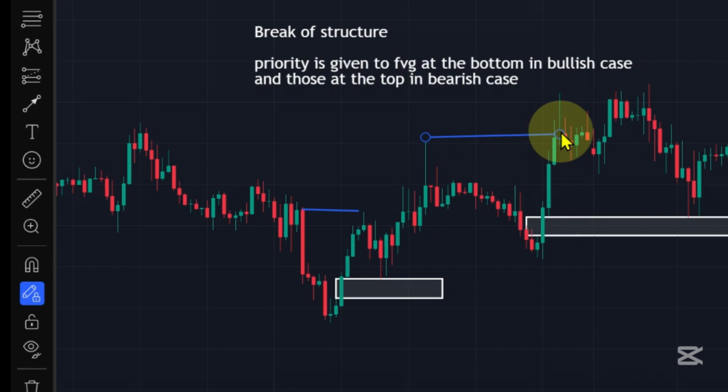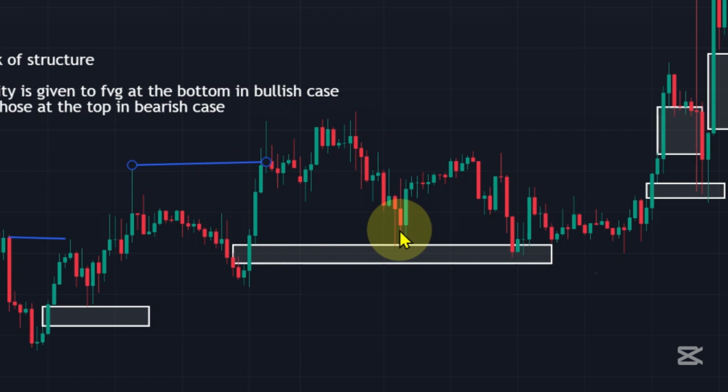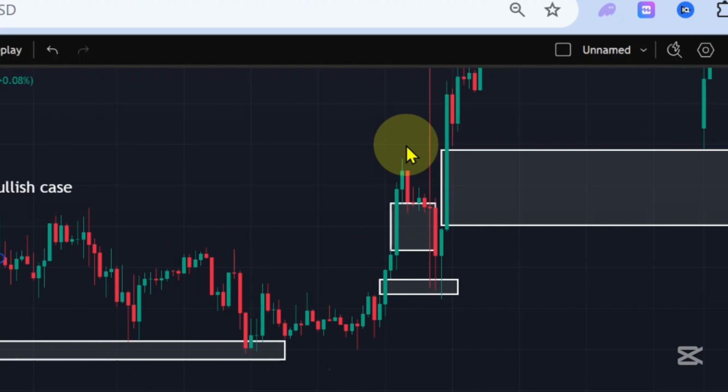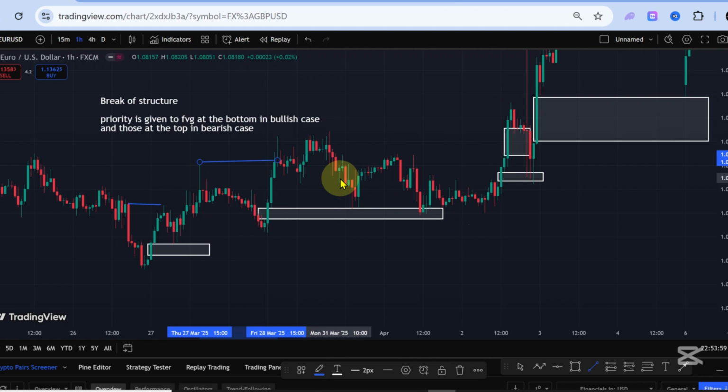The market breaks it. This line I drew is not quite accurate, but the market breaks above it. You can see the market went right to this particular place. The market retraces, did not tap into it, but went back, the market retraces and the market finally goes up. So you should look for a fair value gap that leads to a break of structure.